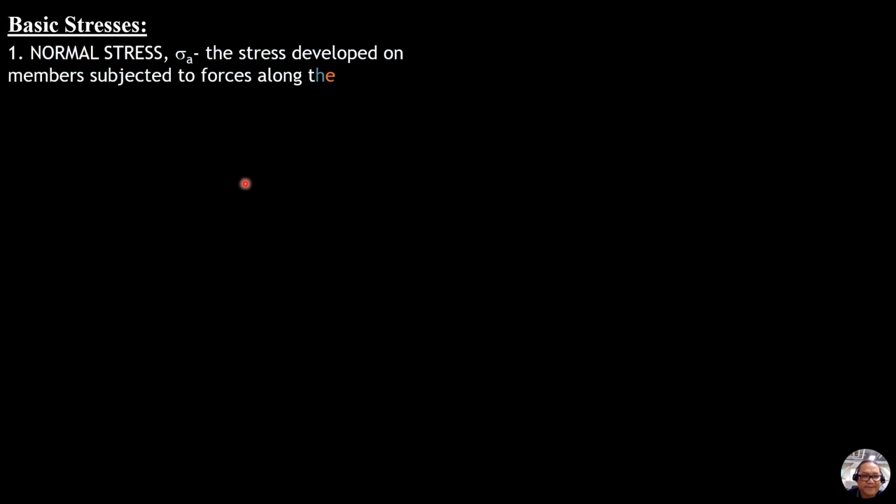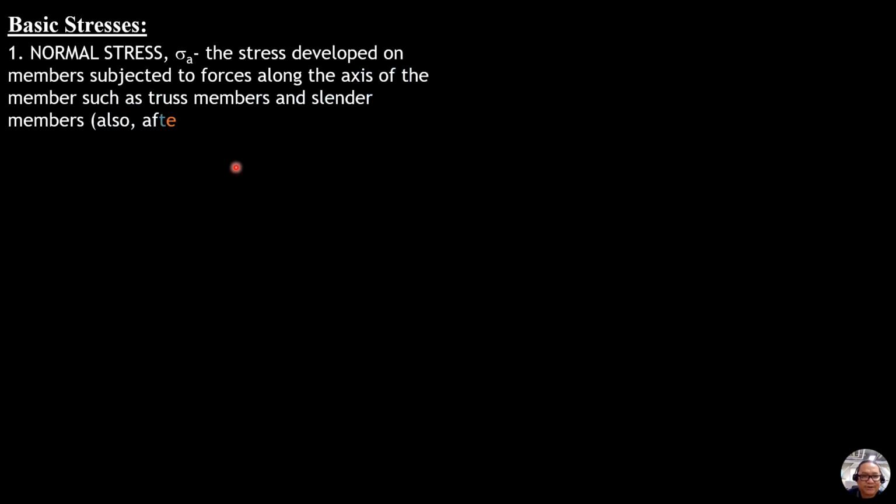So let's have basic stresses. And one is the normal stress, denoted by sigma sub n. This is the stress that develops on the members subjected to forces acting along the axis of the member. And this is the stress that is perpendicular to the cross-sectional area of the member. And it is either tension or compression. So it is also called axial stress.